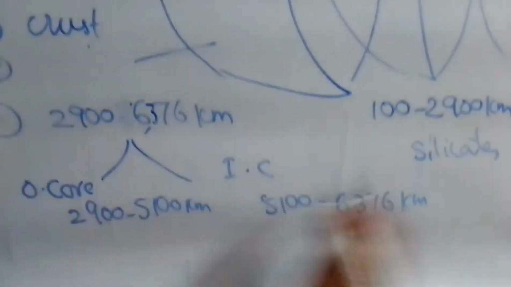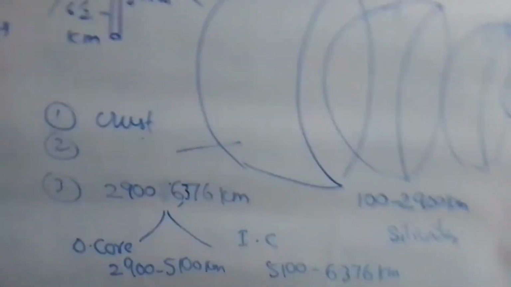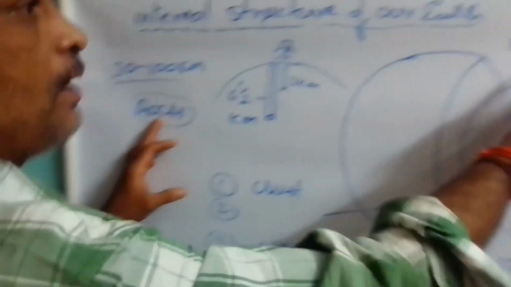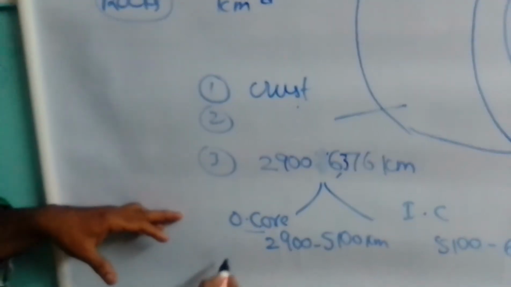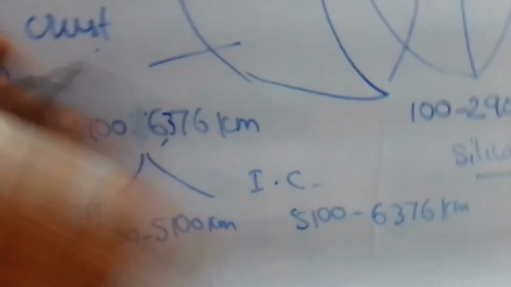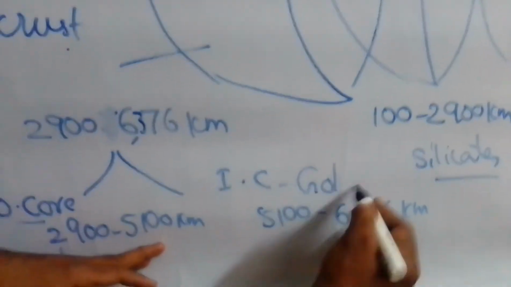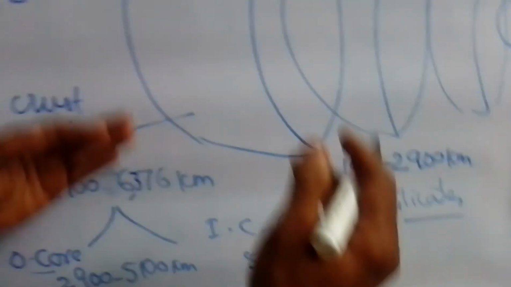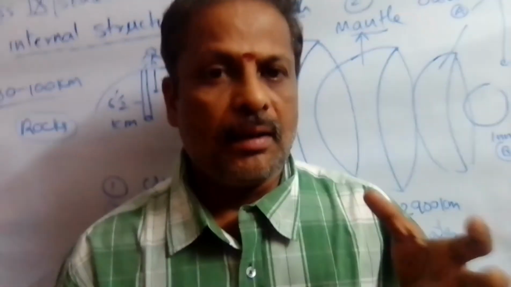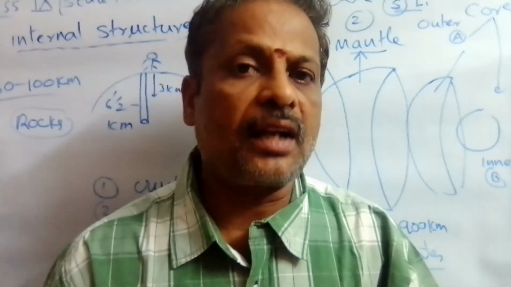If we see, we told you already, the crust comprises hard rocks, whereas the mantle comprises silicates, and whereas the outer core comprises nickel, and whereas the inner core comprises substantial material like gold. And all these particles are liquid in form, because of the heavy heat in the internal part of the earth.